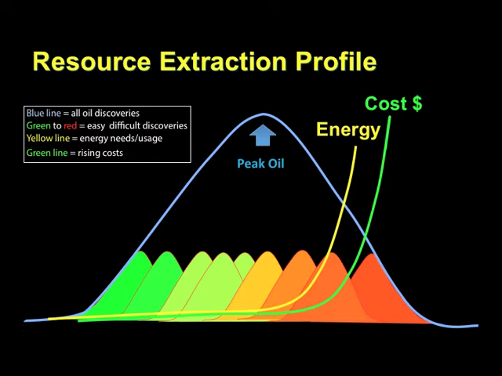oil in discovered fields. The green and yellow lines represent rising cost and energy intensity. The apex of the large curve could be the year 2005, 2010, or sometime in the future. But as we shall see in the next chart, it's highly probable that peak oil is past tense.